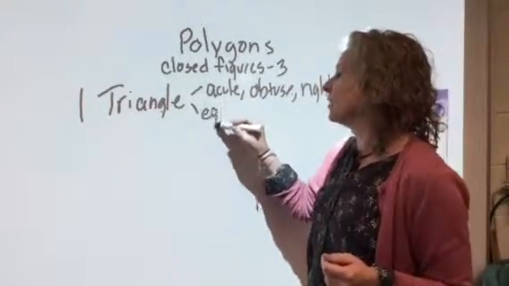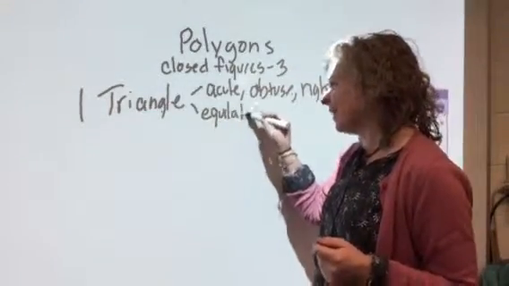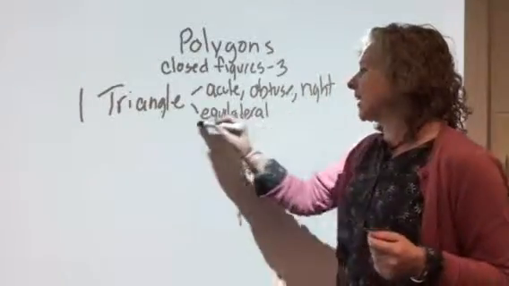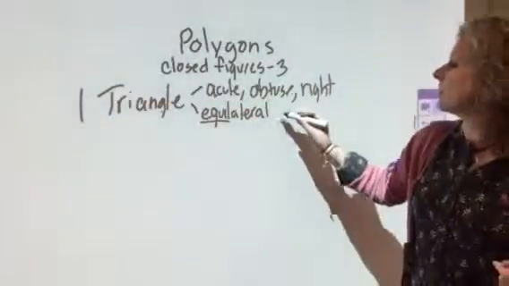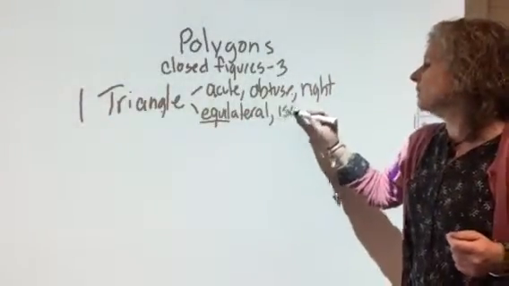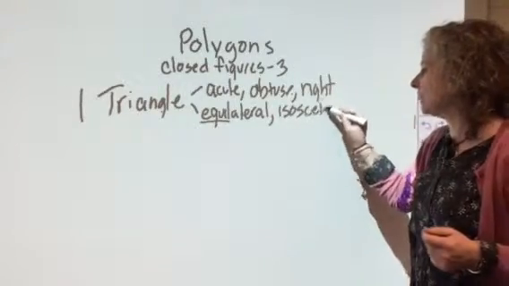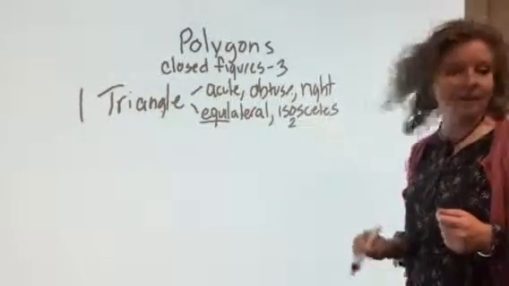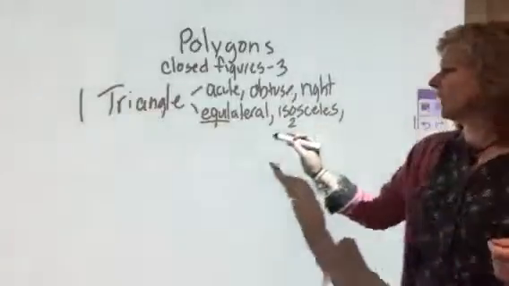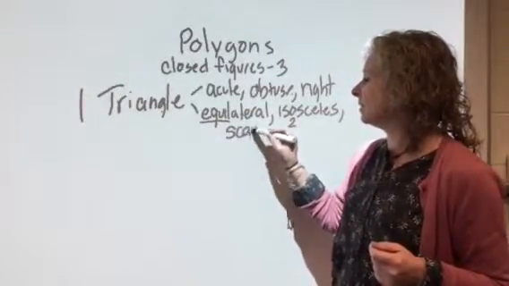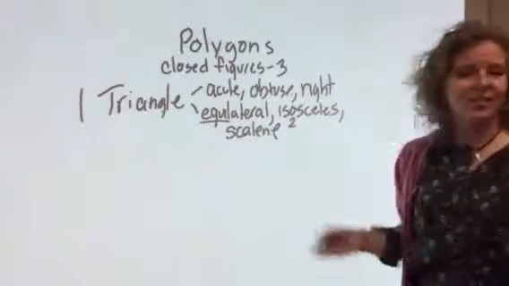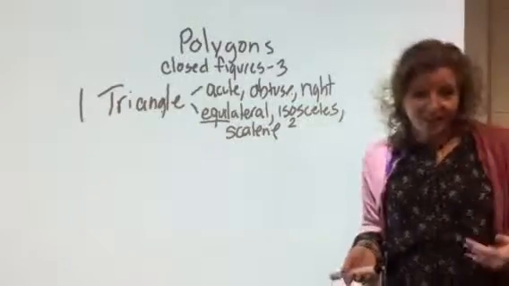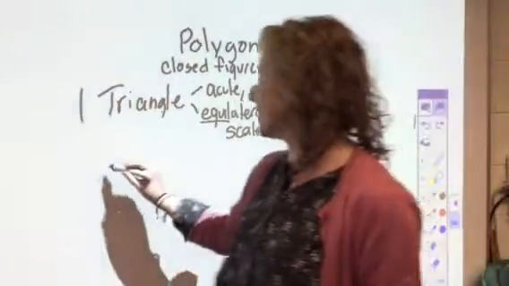Or you can classify a triangle by its sides. All sides can be equal. That's called equilateral. You could have 2 sides equal. That's isosceles. Or you could have just weird looking sides, none of them match. Those are scalene. So those are our 3-sided figures, and then we go to our 4-sided figures.